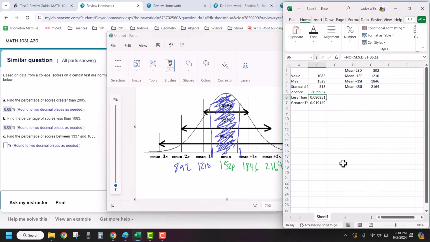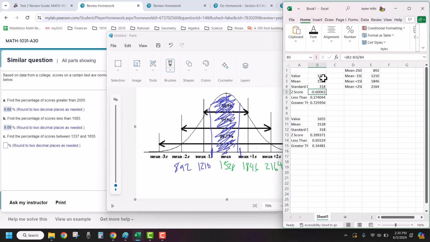So the way that I would do this in Excel is I'm going to find my z-score for my two values. So one of my values is 1337. And I'm just going to copy all of this and make another copy of it so that I can have both of them going at the same time. And I'm going to do my second value here. And if we look at our z-scores, we can see that they're about what we predicted.